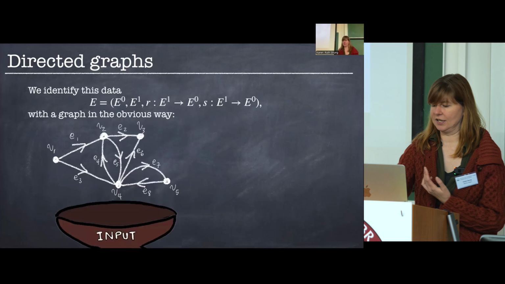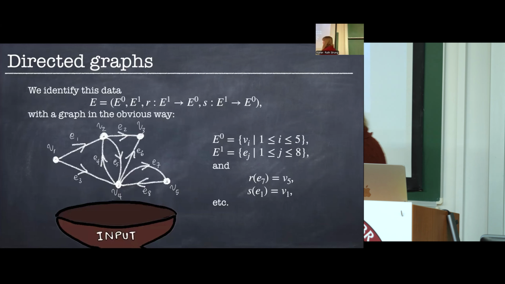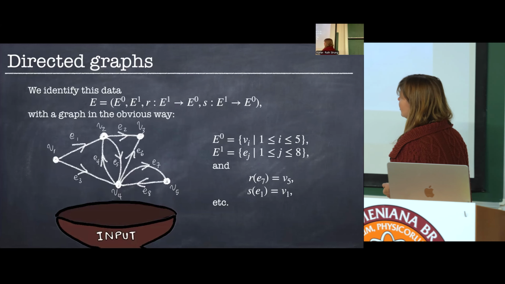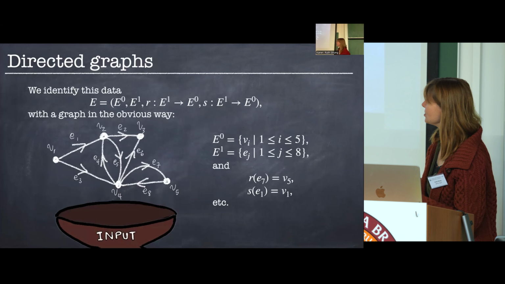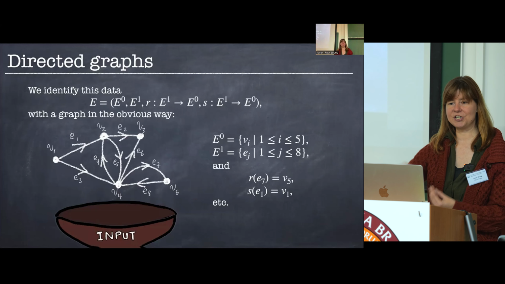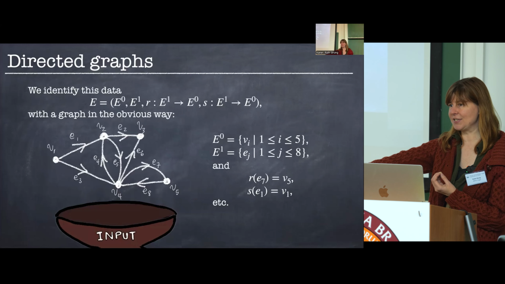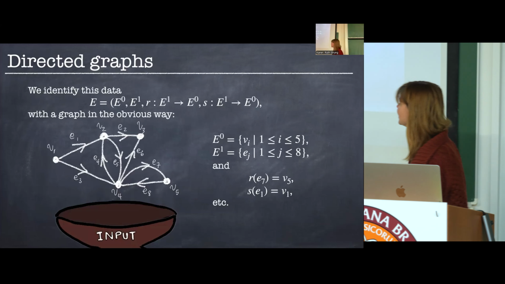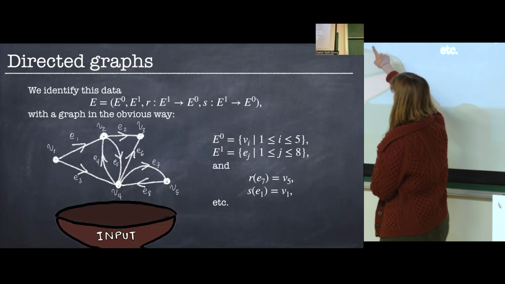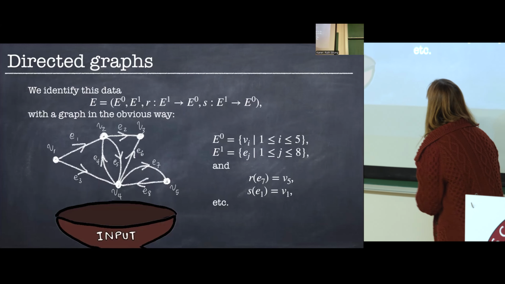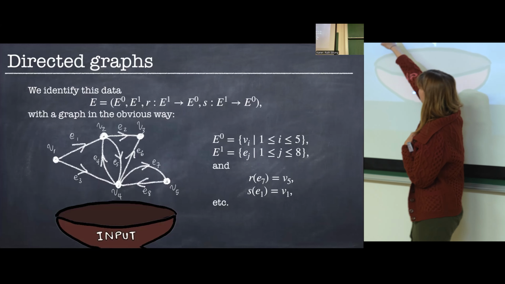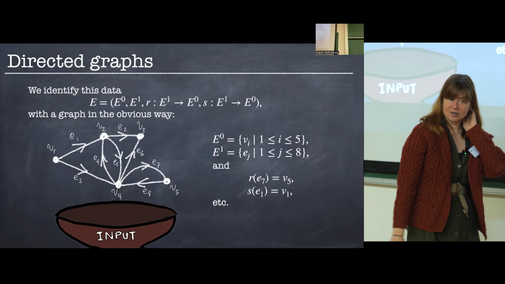So here we have a graph. Our vertices are indeed going to be our vertices from the graph, so we have 5 of them. Our edges, I've labeled them here from E1 to E8. And what do the range and source maps do? Well, they do the sort of obvious thing. The range of an edge is the vertex it points to, the source is the vertex it's coming from. So for example, if we look at the range of E7 here, we're going to get V5. And if we look at the source of E1, that's coming out of V1, so we get V1 there.